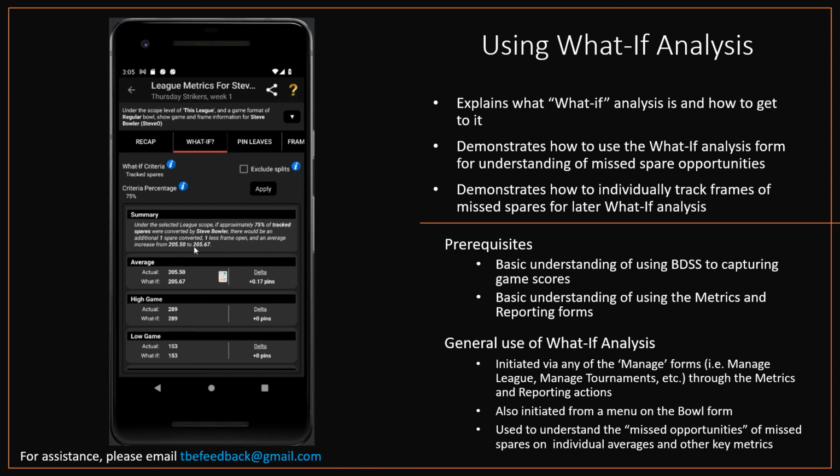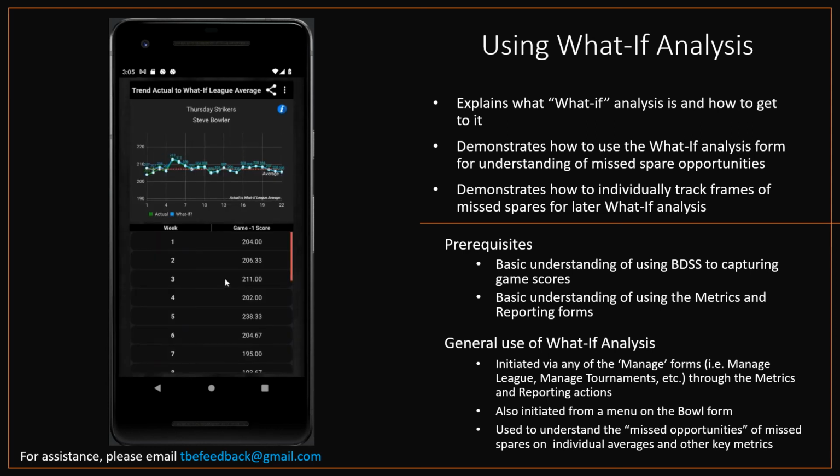And finally, one other item. For a scope of league only, you can trend average and game average for a what-if versus actual comparison. Just click the chart image in the average or game average row. So in this example, I'll click the image on the average row, and it opens a trend form, and you'll see a green line is the actual average, and the blue line is the what-if average.